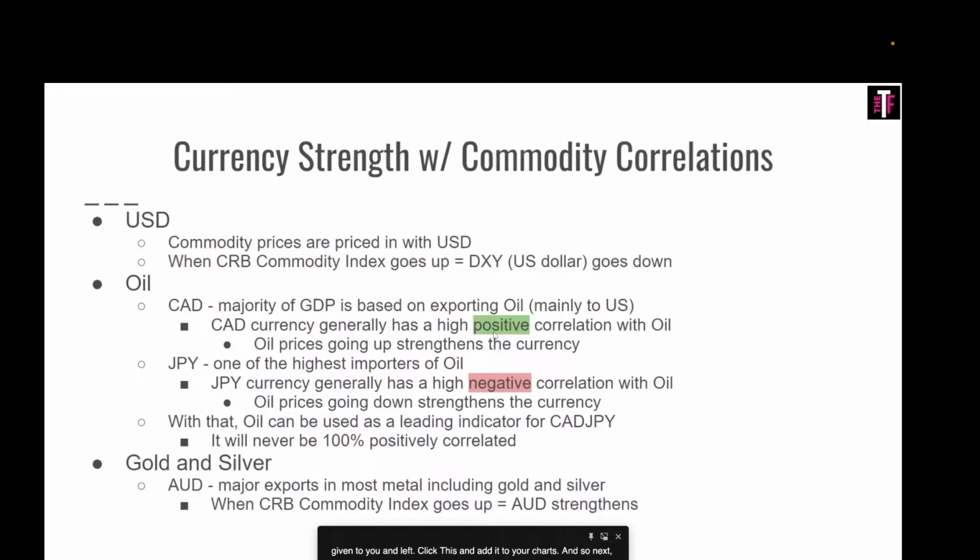And so next, what I want to do is go over currency strength with commodity correlations. The first thing I'm going to talk about is the USD currency. A lot of people know that commodity prices are priced in USD. They are negatively correlated. What that means is, when the CRB commodity index goes up, the dollar index goes down, because when there's fear in the markets, people don't trust that currencies will survive, and so they focus more on buying metals and physical resources that hold their value. Whenever currency goes down, people are more willing to invest in gold and silver.